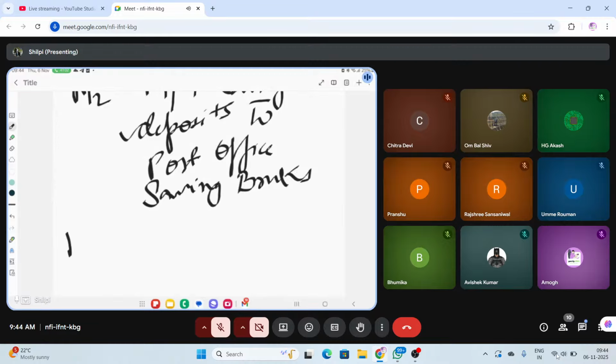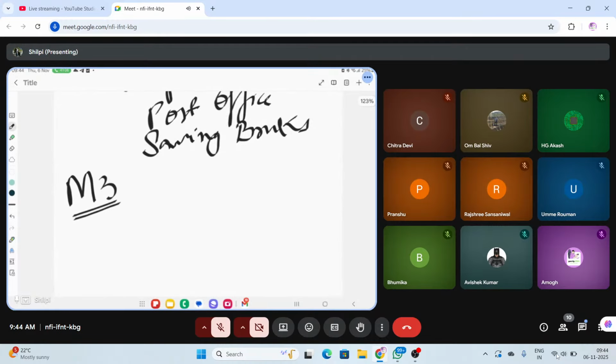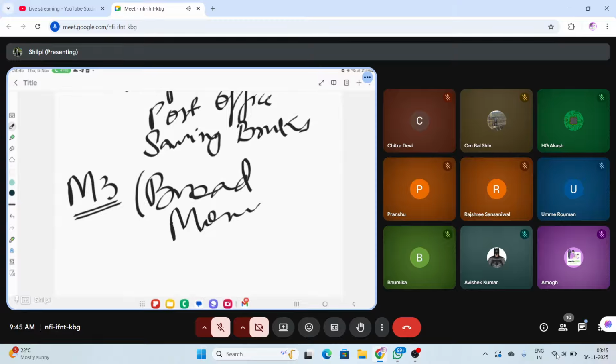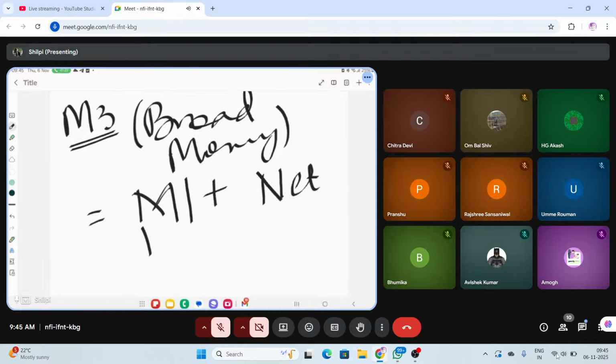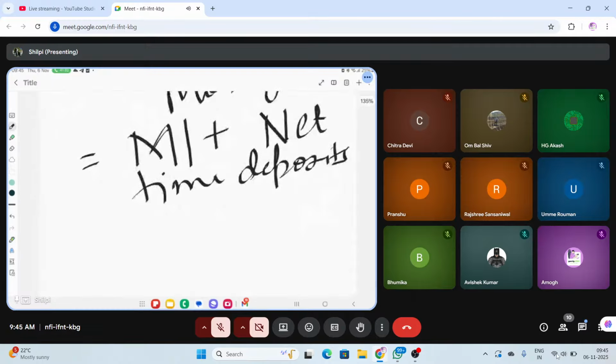Then we move towards what is known as M3. M3 is the format that is usually followed by RBI in order to calculate the money supply. M3 is known as the broad money. Again, M3 is nothing but M1 plus net time deposits with commercial banks.